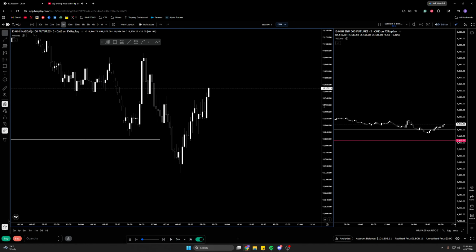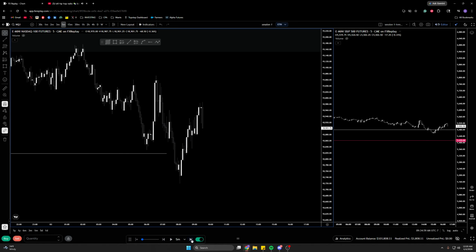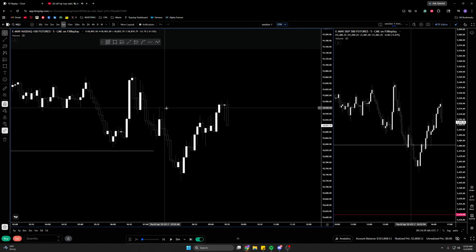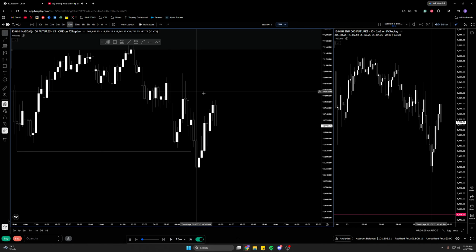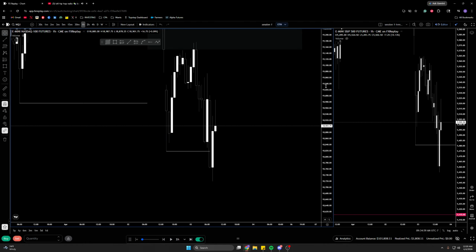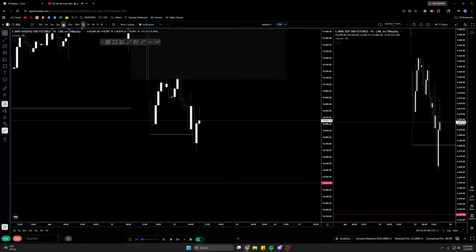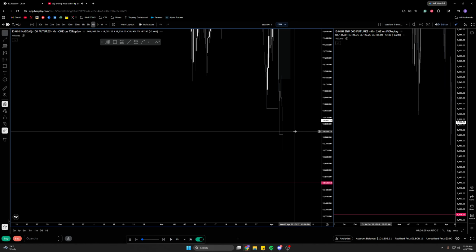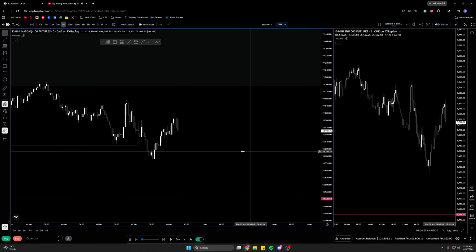What time is this? It's currently 9:15. Let's see what happens. What is ES doing here? Not seeing much. You could still be looking for shorts here. Higher time frame, I still kind of am looking bearish for some reason. For some reason, I really like this low here. I am looking bearish.